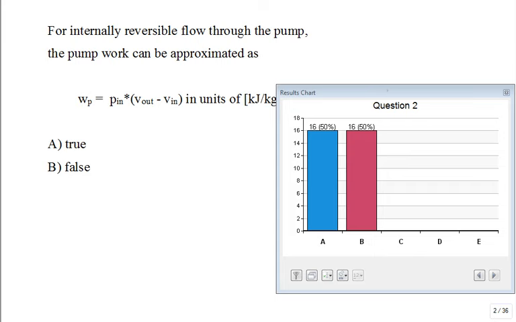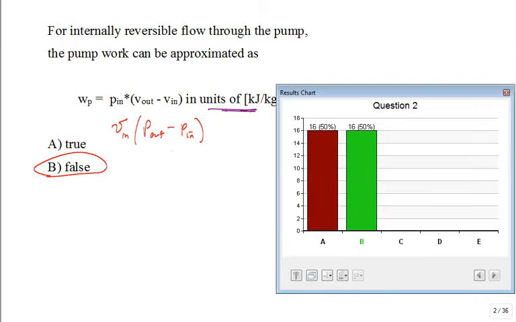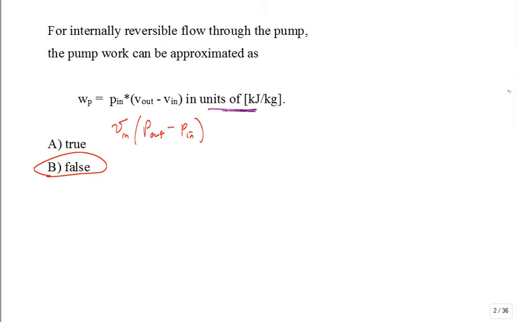So why is this false? It's V dP. So it's V in times pressure out minus pressure in. This is one of those cases where the units will both be correct. So the units don't really tell you if you have an error, but they don't confirm that you have the right answer either. So that was how you fix it, hence the original statement was false.